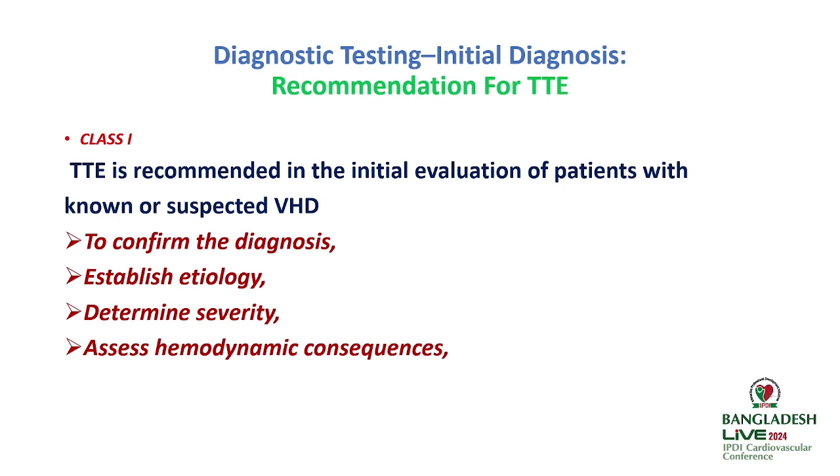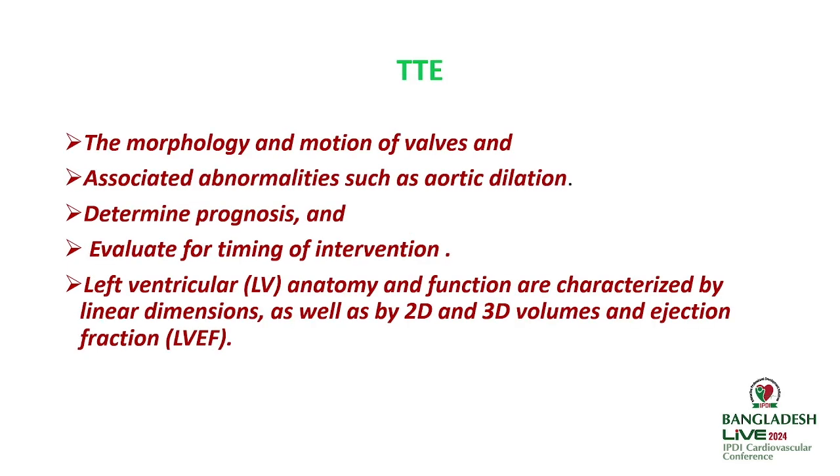As AHA class 1 recommendation, we perform transthoracic echocardiography in initial evaluation to confirm the diagnosis, establish the etiology, determine the severity, assess the hemodynamic consequences, the morphology and the motion of the valves, associated abnormalities like aortic dilatations, determine the prognosis, and evaluate the timing of intervention.